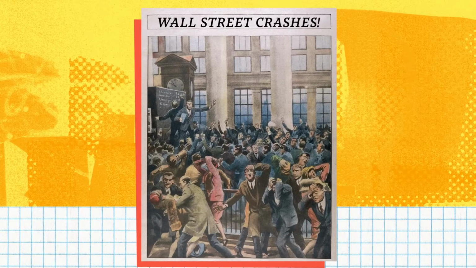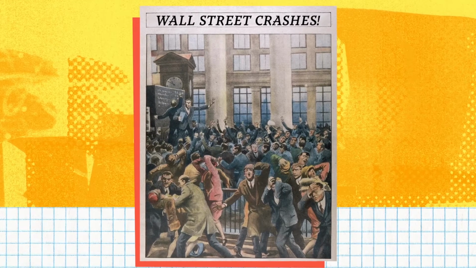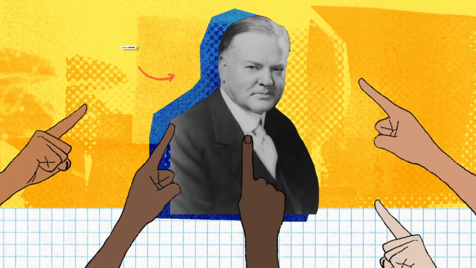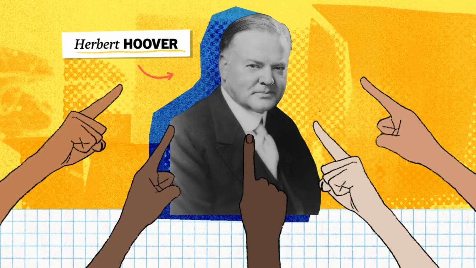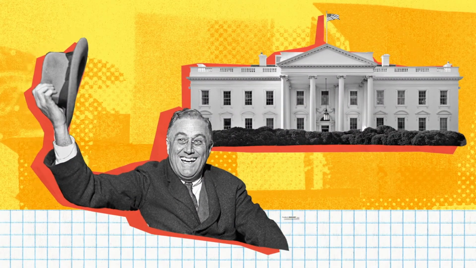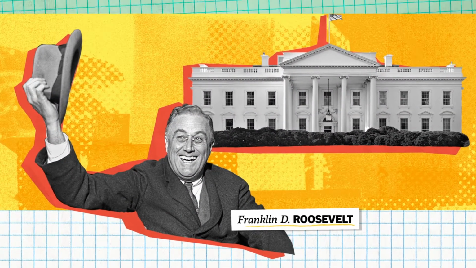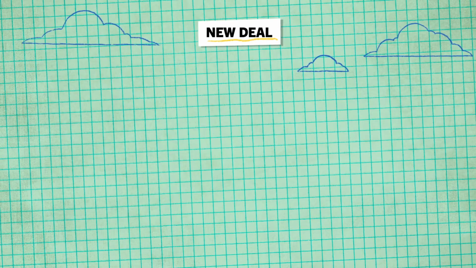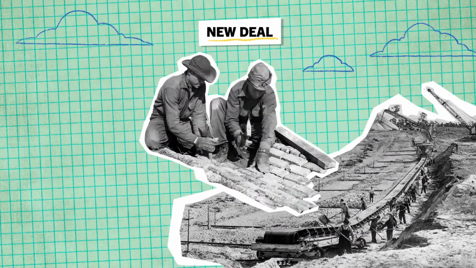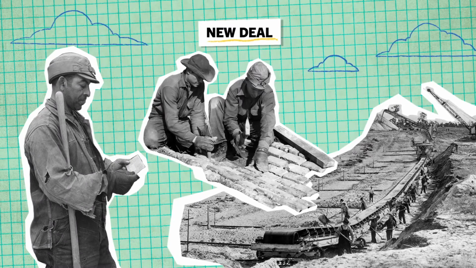Finally, following the Wall Street crash of 1929, which Americans blamed on Republican President Herbert Hoover, the Democrats regained the White House with President Franklin D. Roosevelt, whose radical New Deal plan got people back to work, improved the country's infrastructure, and raised the working wage.